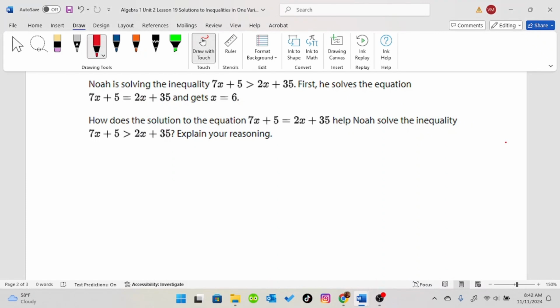Noah is solving the inequality 7x plus 5 is greater than 2x plus 35. First, he solves the equation 7x plus 5 equals 2x plus 35 and gets x equals 6. How does the solution to the equation help Noah solve the inequality? Explain your reasoning.